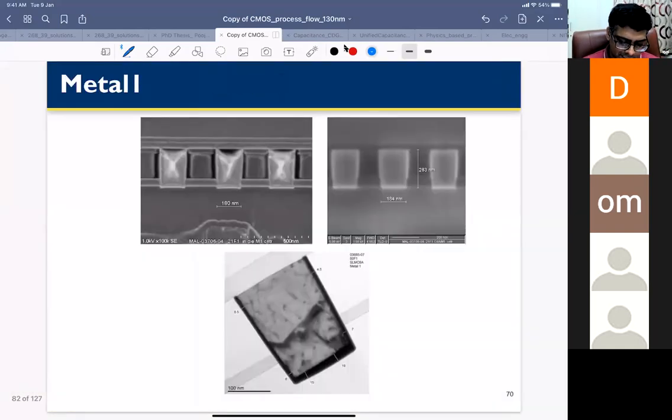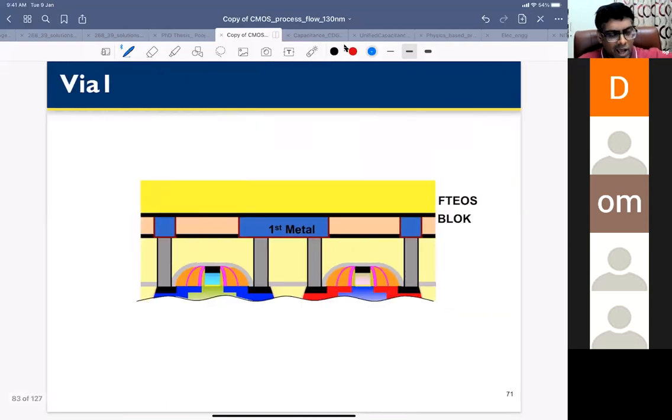Okay. So this is a cross section of a typical metal one. When you take the cross section in a TEM microscope, this is how it will look. Now you have to do via one. If you go to the next metal level, metal two, there will be via one in between metal one and metal two, which will connect metal one to metal two.